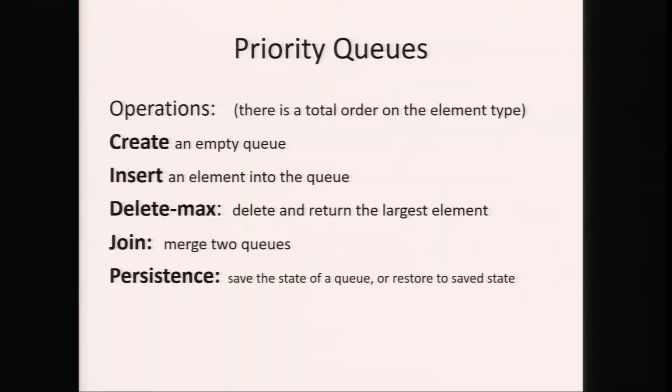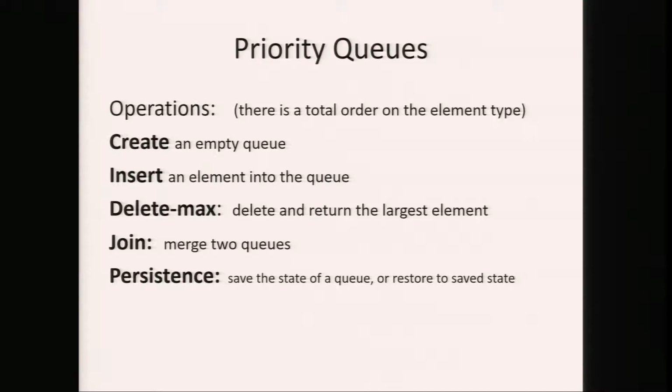Suppose you want priority queues. And here are the operations you might want on priority queues. Create a priority queue, insert an element into a priority queue, find the largest element, or sometimes it's the smallest element, but you only get one. So let's say find the largest element, return its value, and delete it from the queue. So those are the standard operations on heaps.